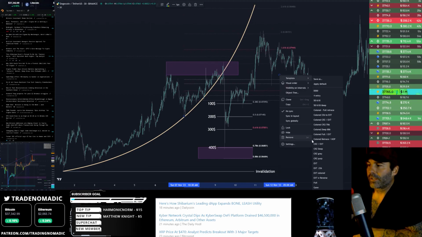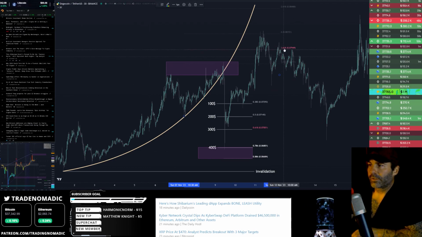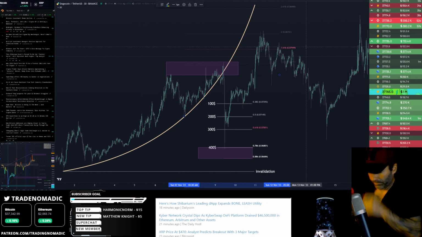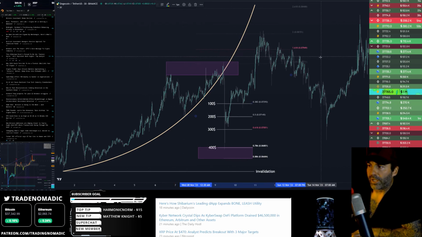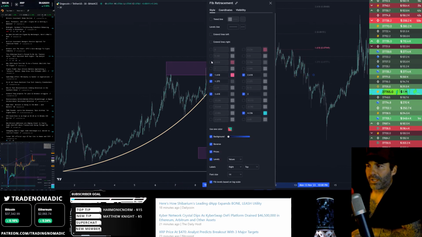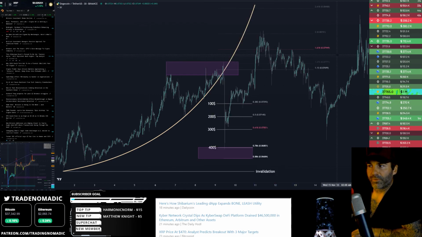I'm just going to set that to this. Now, if we were taking profits on the extension of this correction, you'd do that in the same way, just to the upside. And you could use Fibonacci targets if you wanted to.